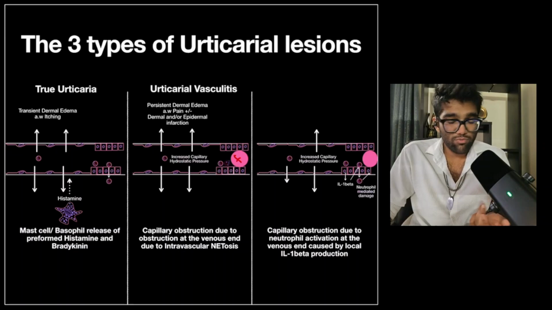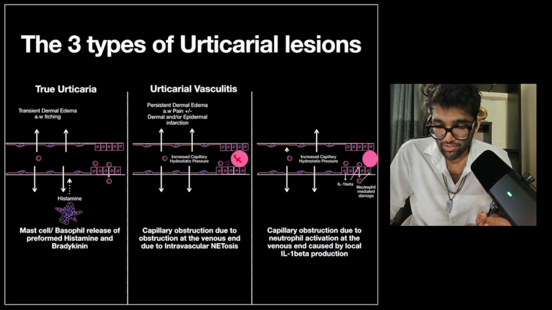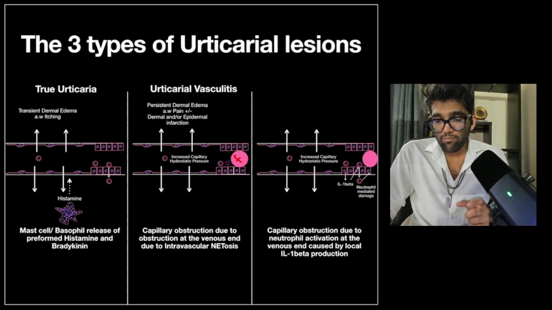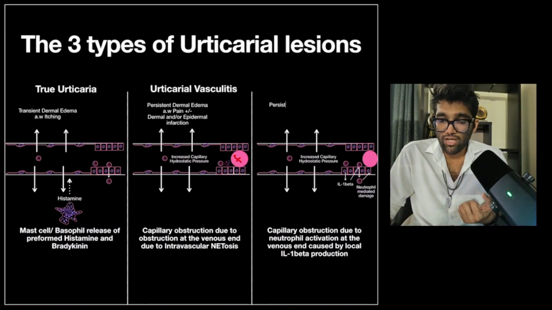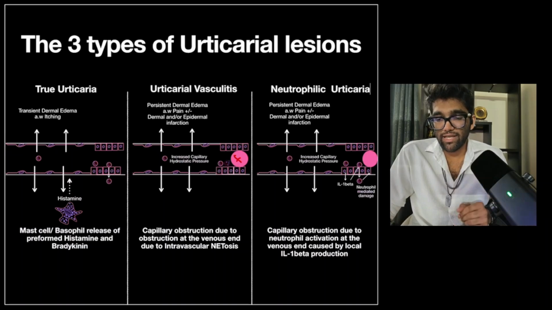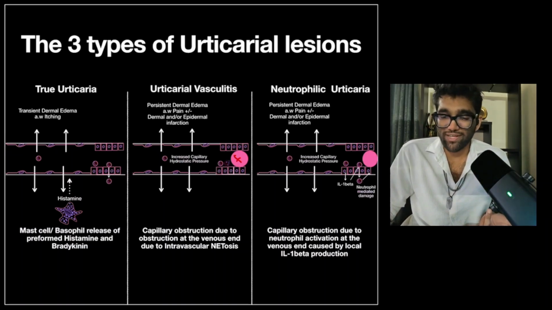It's very similar to what we just saw with urticarial vasculitis. However, the important thing is if you take a biopsy of this lesion, you will find neutrophils all around the capillary bed trying to damage the endothelium. So there will be neutrophils in the dermis, and this is what we call neutrophilic dermatosis. Okay, so this is a neutrophilic dermatosis with urticaria. So I call this neutrophilic urticaria.